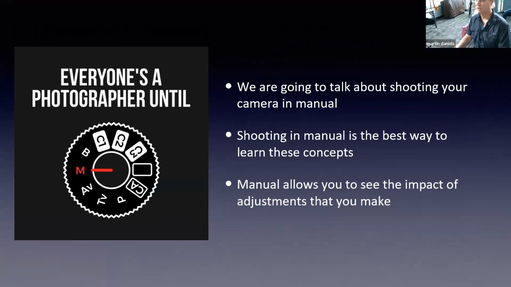So we're going to talk about shooting your camera in manual. If your camera doesn't have manual, maybe we'll substitute aperture mode for that. The little graphic shows everyone's a photographer until you shoot in manual. So today we're going to try to make everybody a photographer and help understand some of these concepts about shooting in manual. The big benefit of shooting in manual is that you're taking out a lot of the variability. So if you make one adjustment, the camera's not trying to compensate in another direction. So you're controlling exactly what's going on.